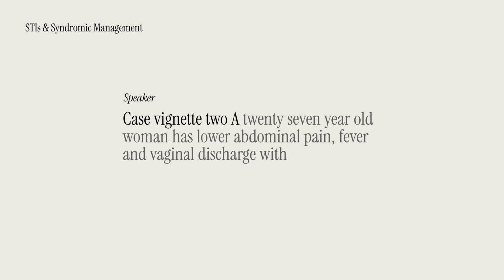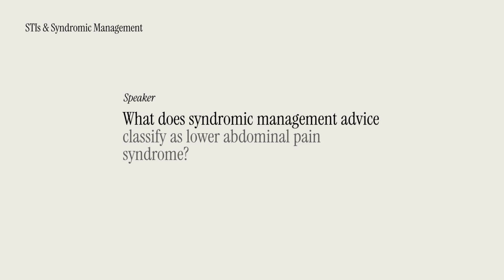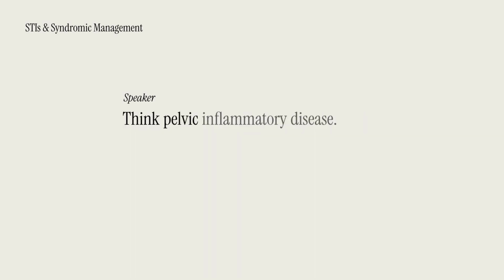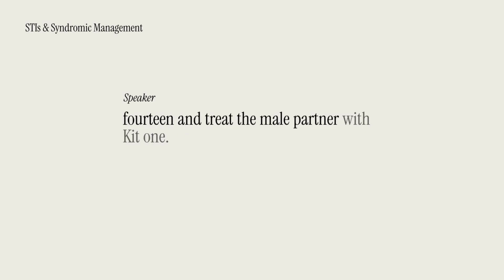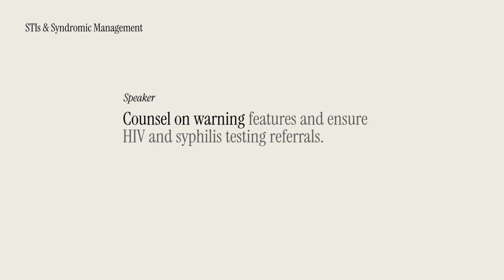Case Vignette 2. A 27-year-old woman has lower abdominal pain, fever, and vaginal discharge with cervical motion tenderness. What does syndromic management advise? Classify as lower abdominal pain syndrome. Think pelvic inflammatory disease. Give kit 6, yellow kit, at first visit. Advise abstinence or consistent condom use until cure and arrange follow-up at day 3, day 7, and day 14 and treat the male partner with kit 1. Counsel on warning features and ensure HIV and syphilis testing referrals.